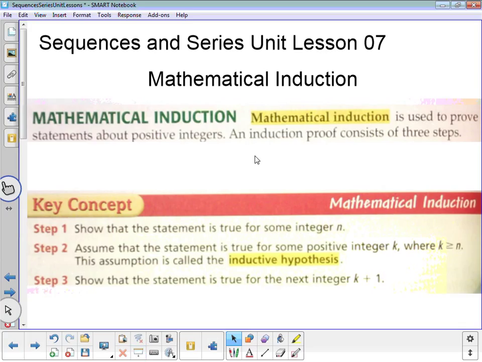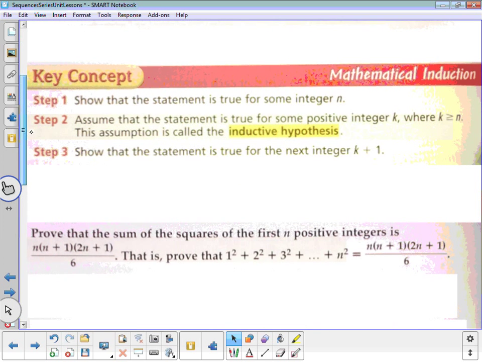We have to show that it works for some integer, and then we assume that it works for a value greater than the one we just had, and now we have to show that it's true for the one after the one that we just assumed was true. Okay, so let's take a look at one here. I want to prove that the sum of the squares of the first n positive integers is n times n plus 1 times 2n plus 1 all divided by 6. That is, I need to prove that 1 squared plus 2 squared plus 3 squared all the way up to n squared equals n times n plus 1 times 2n plus 1 divided by 6. That's what we need to prove.